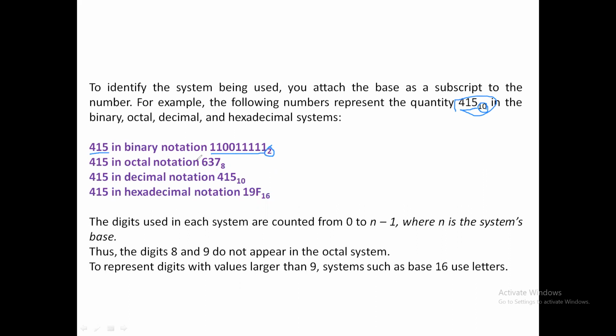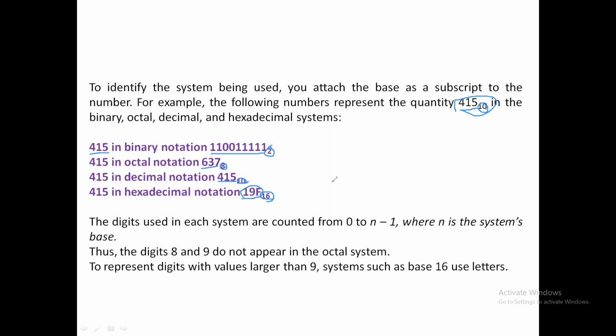Similarly, 415 in octal notation is represented as 637 of base 8. Then 415 in decimal notation is represented as 415 in base 10. And finally, 415 in hexadecimal notation is represented as 19F base 16. So we should understand how they are actually represented in a particular number system.